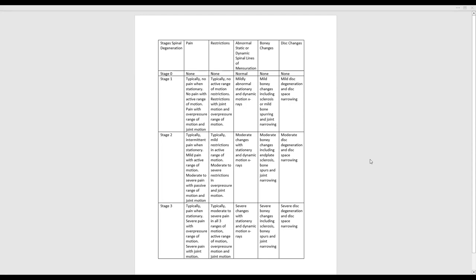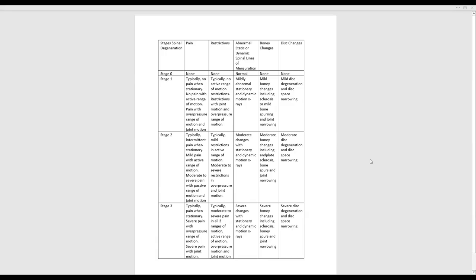So then with restrictions, stage 2, typically mild restrictions in active range of motion, moderate to severe restrictions in overpressure and joint motion. Abnormal static or dynamic spinal lines of mensuration, stage 2, moderate changes with stationary and dynamic motion x-rays. This is just a very, very good generalization of matching pain restrictions with abnormal lines of mensuration, bony changes, and disc changes. Very good generalization.